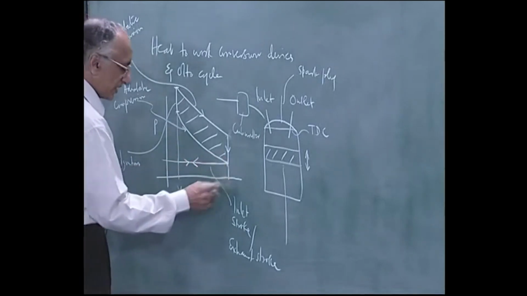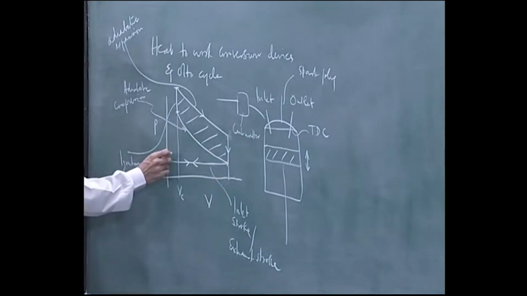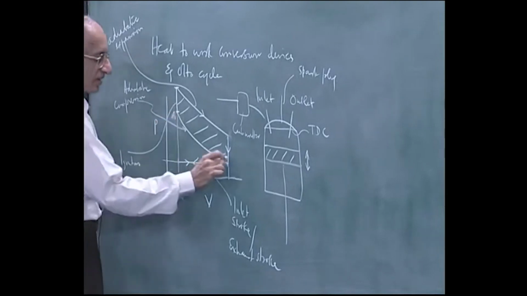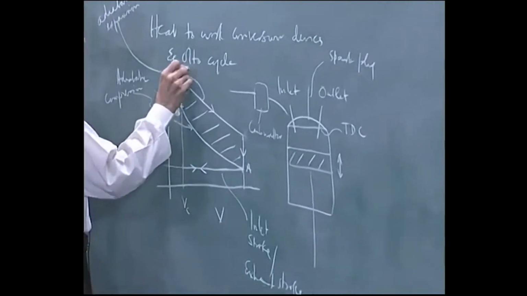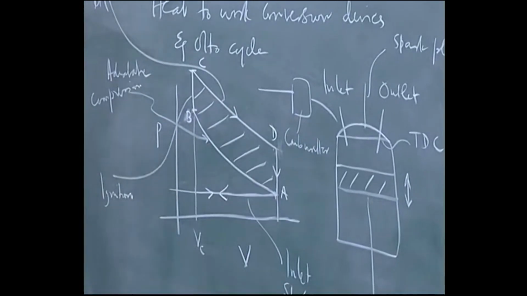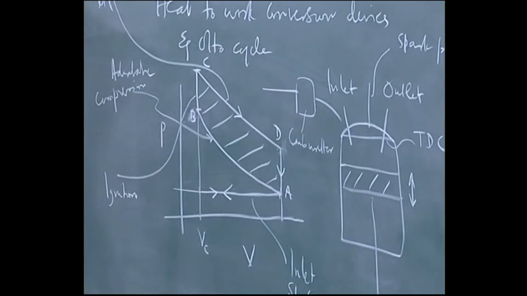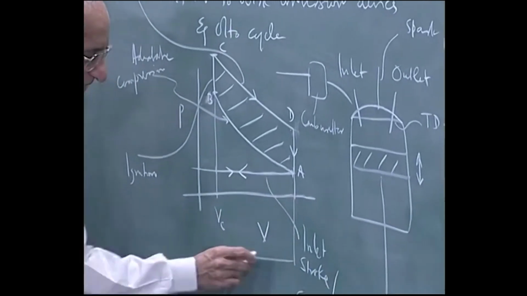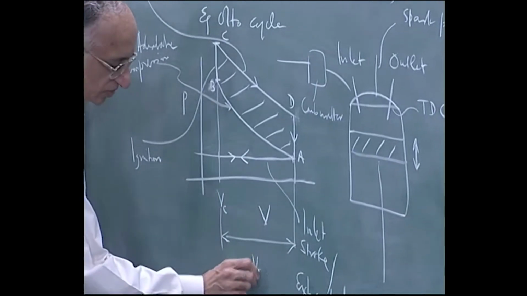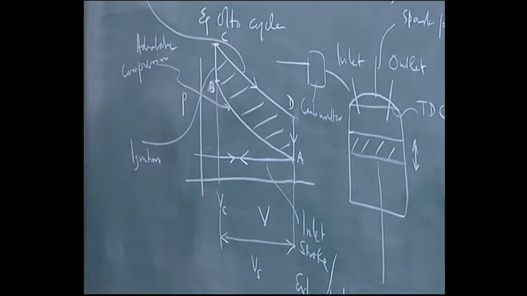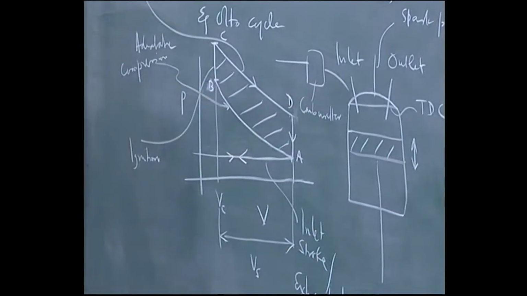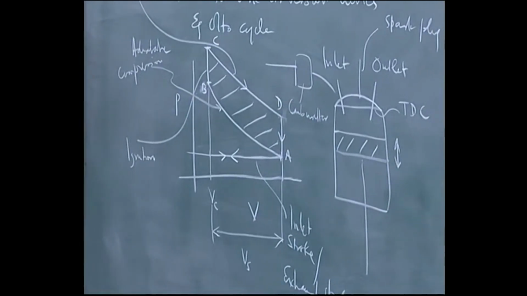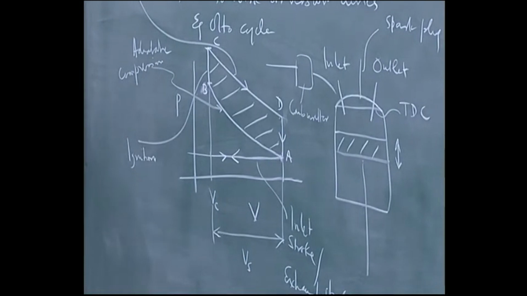We will call these various points by name, call this A, we will start here, A, B, C and D. A, B, C, D is your cycle. This volume is called the stroke volume, simply measured by pi d squared by 4 into the length of the stroke. It is the volume swept by the piston in a movement.